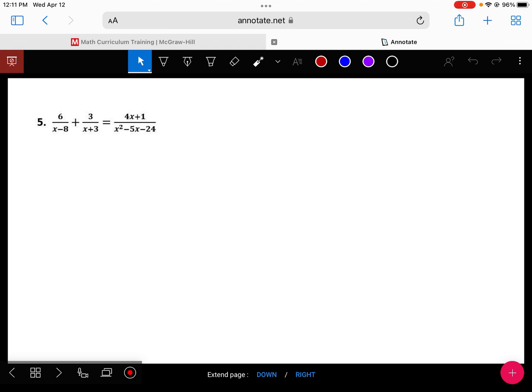Anything I need to distribute? Yes, 6 gets distributed to both pieces, so 6x plus 18. Positive 3 gets distributed to both pieces, so plus 3x minus 24 equals 4x plus 1. Do I have any like terms that I should combine together? Which pieces? 6x and 3x. What's 6x plus 3x? 9x. Any other like terms? 18 and negative 24. What's 18 minus 24? Negative 6 or minus 6.